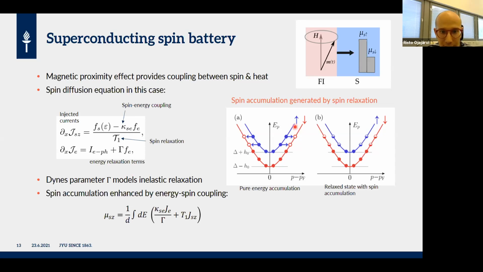This can be understood from the excitation spectrum. So imagine we have this spin split spectrum. It's up spin, down spin, and then we have occupied these states in a fashion that this is purely energy accumulation. So these excitations, total excitations here, should be spin neutral. But now these upspin electrons tend to relax to these unoccupied states in the downspin band by some spin scattering, spin orbit scattering.